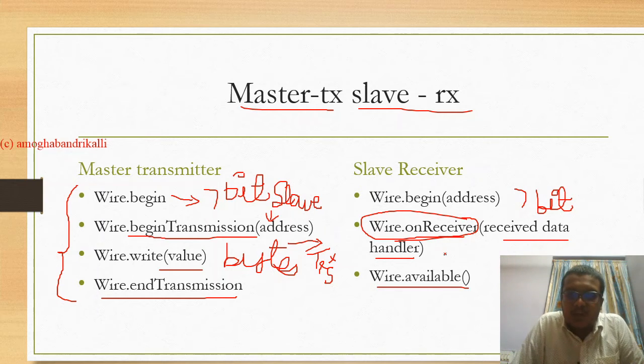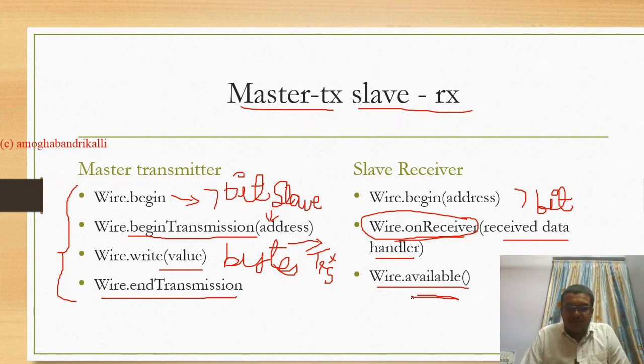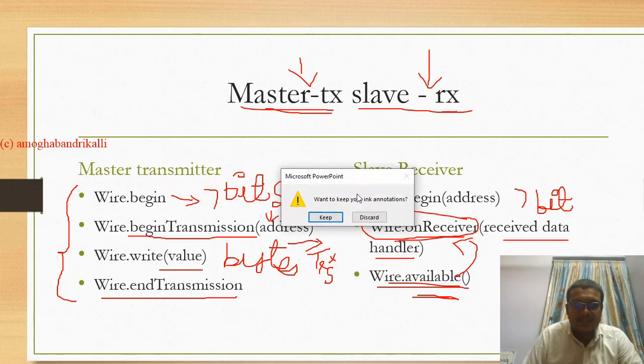So the next one is wire.available. This is a function which is going to be called with wire.read, and this will be inside the receive handler. It is going to retrieve the number of bytes. So that is the master device and the slave: the master is going to act as a transmitter and the slave is going to act as a receiver.